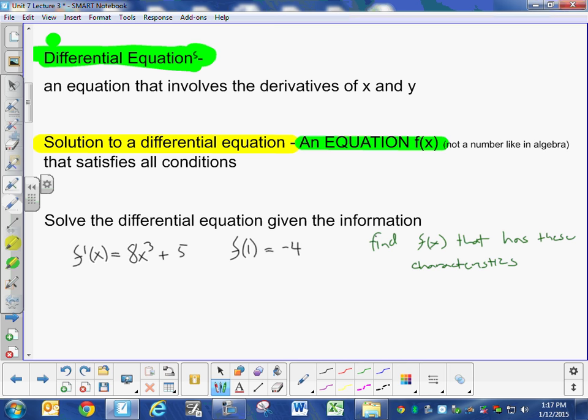My function has a derivative that's 8x cubed plus 5, and I'm told a point on my function, f at the x value 1 is equal to negative 4. Okay, step 1 is to find what is considered a general solution. A general solution would just be the function whose derivative is 8x cubed plus 5. That'd be 2x to the 4th plus 5x plus c.